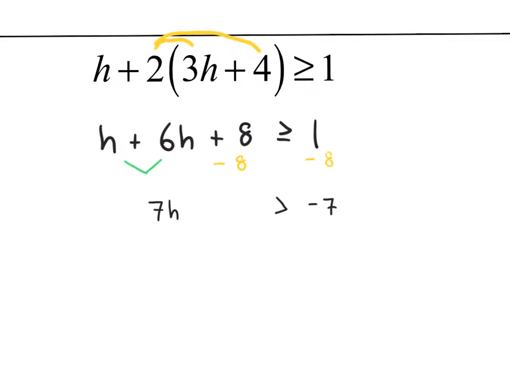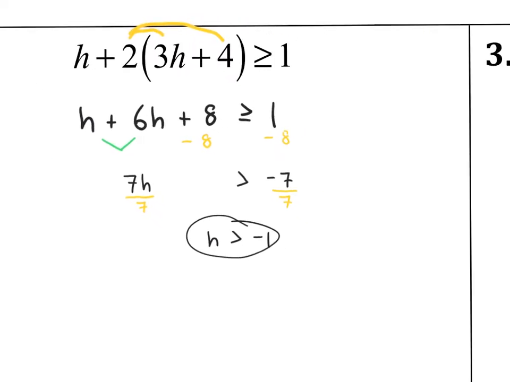And now I divide by 7 here. No alarms going off because the divide by 7 is positive. So h is greater than or equal to negative 1. So there's my solution. Keep my greater than or equal to.